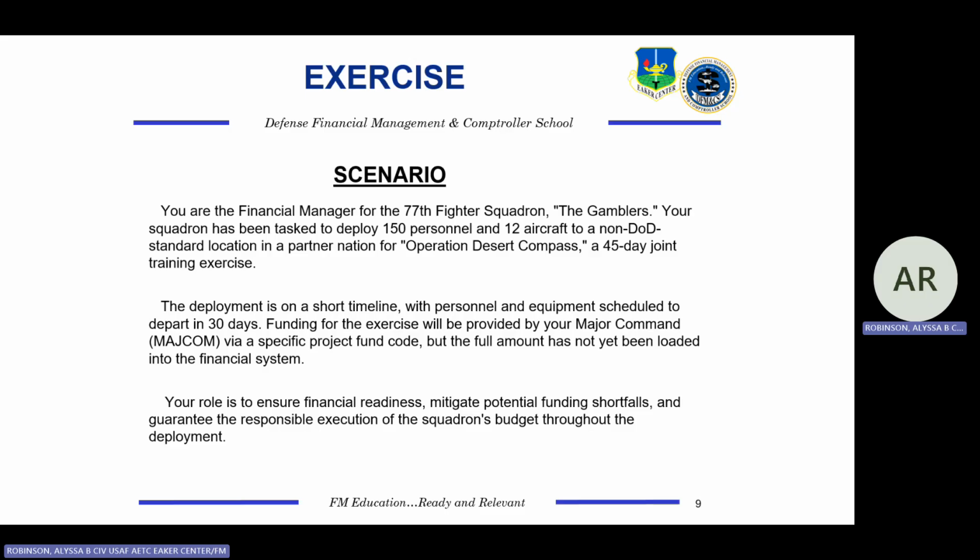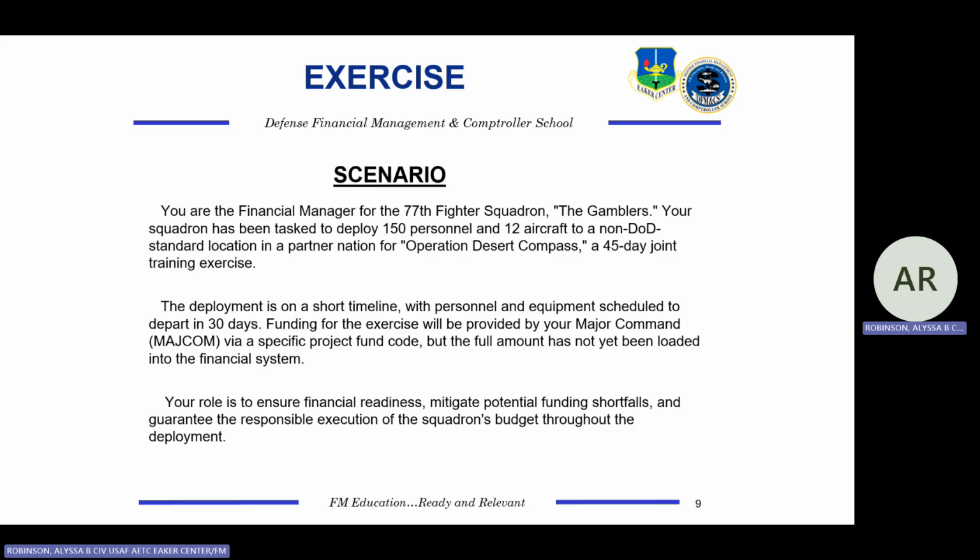So on to our exercise. We are the financial managers for the 77th Fighter Squadron. Your squadron has been tasked to deploy 150 personnel and 12 aircraft to a non-DoD standard partner nation for Operation Desert Compass, a 45-day joint training exercise. The deployment is on a short timeline with personnel and equipment scheduled to depart in 30 days.